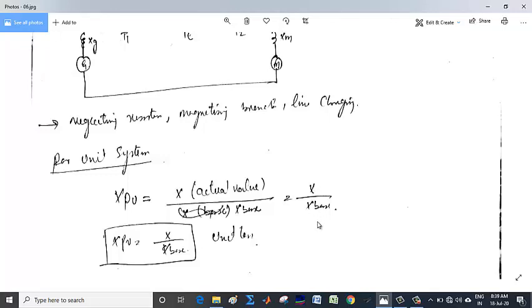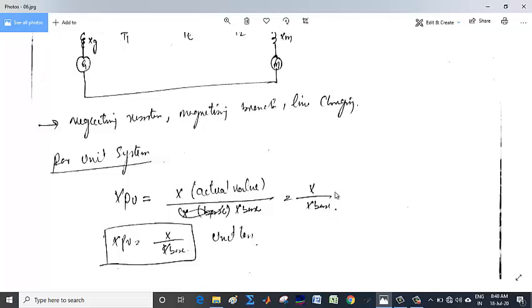That means the actual value of the current, the reference value should be current. Actual value of the voltage, the reference value should be voltage. Actual value of the impedance, the reference should be impedance. Actual value of the power, the reference should be power. So we have to take this into consideration, and we need to take care of this.